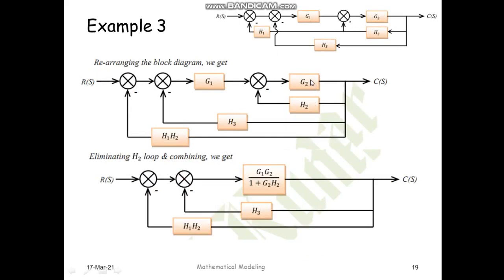As I already said, G2 and H2, they are in a minor feedback loop. So we will write this as G2 divided by 1 plus G2 into H2, and then this G1, since this particular block and this G1 come in series, G1 is directly multiplied here. So one step is eliminated and the answer is directly written. This answer comes after two transformations. The first transformation is elimination of this minor feedback loop, and then multiplication of G1 and this particular function. So that is nothing but G1 G2 divided by 1 plus G2 into H2.